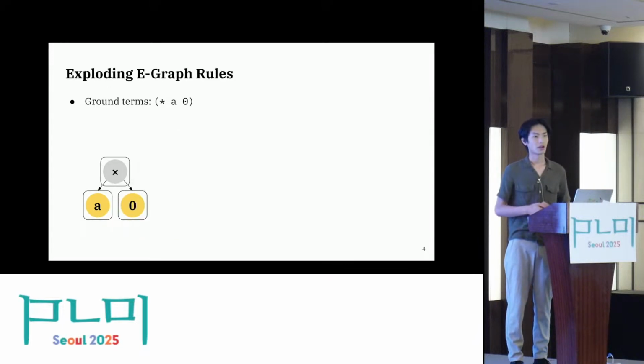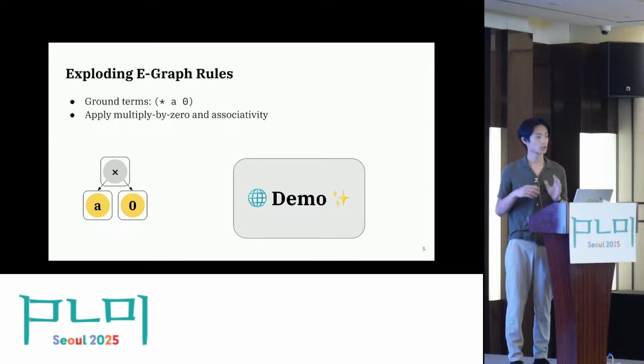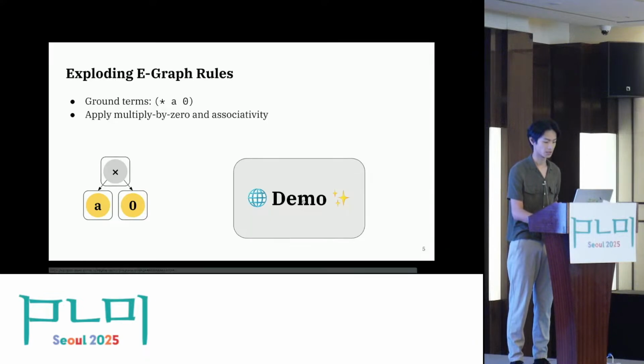Now, a big problem with eGraphs is that with certain rewrite rules, especially associativity and commutativity, they tend to explode and grow in size very rapidly. So let's run through a quick example of that. Let's start again with a ground term. This time it's a times 0. Then let's consider what happens when we apply 2 rewrite rules. The first one is multiply by 0, and the second is associativity.